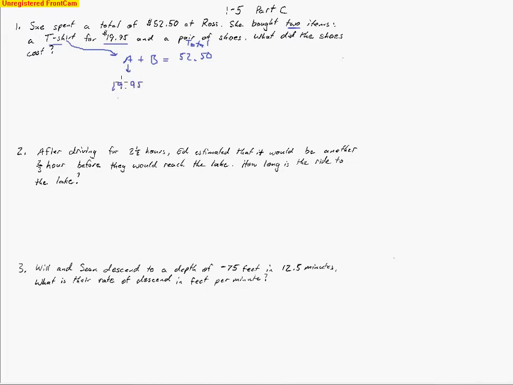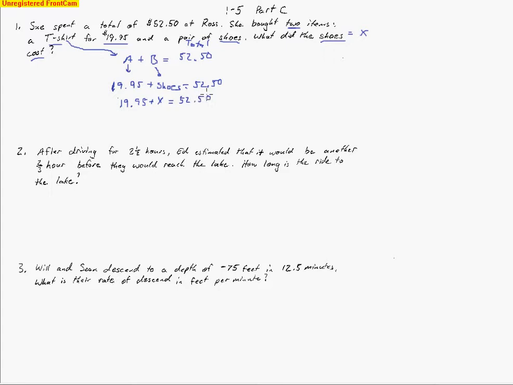It cost $19.95. And then we have a pair of shoes. So that's the other thing. So we'll say shoes here. And again, they add together to make $52.50. And so we don't know the cost of the shoes, and that's what they're asking for. So the question is, what did the shoes cost? That is our unknown. We'll call that X. And so let's go ahead and set up an equation. We've got $19.95 plus X equals $52.50.